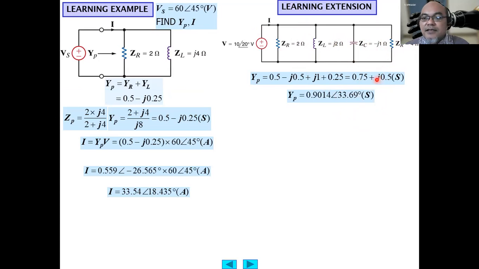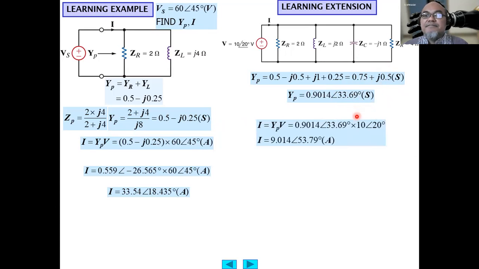Then we convert this into phasor form. To find the magnitude, we take the square root of 0.75 squared plus 0.5 squared. We obtain 0.9014. The phase angle is obtained by arctangent of 0.5 divided by 0.75. Thus, we obtain 33.69 degrees.